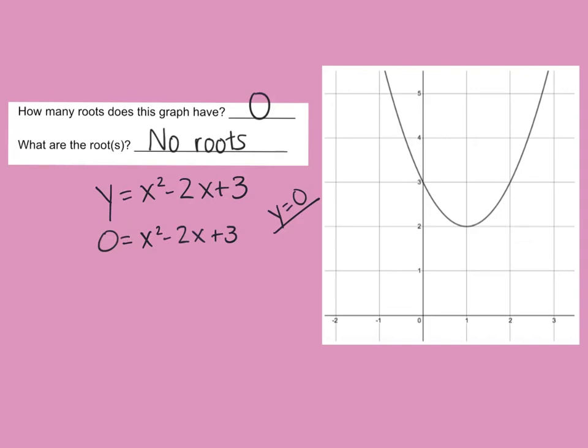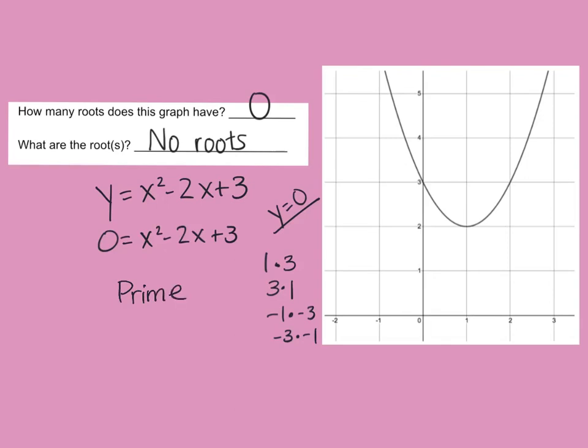I will factor this by seeing what multiplies to positive 3 and what adds to negative 2. Numbers that multiply to positive 3 would be 1 times 3, 3 times 1, negative 1 times negative 3, negative 3 times negative 1. Those are the only multiplication problems that would equal positive 3. Looking at each one of these, none of them add to negative 2. They add to 4, 4, negative 4, negative 4. So this is not possible to be factored. It's a prime polynomial.